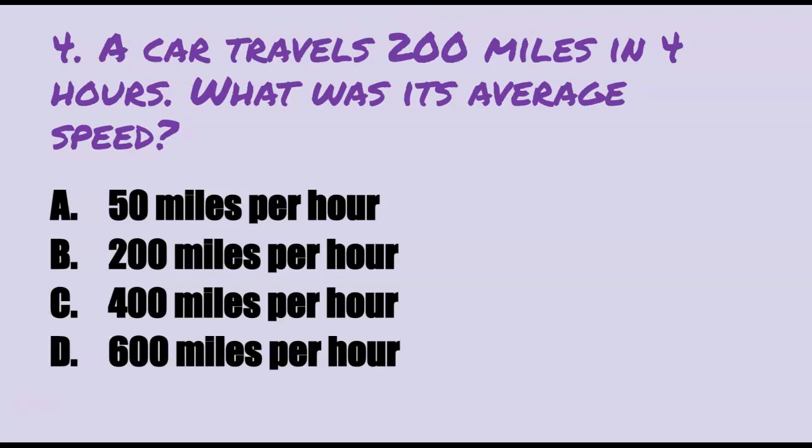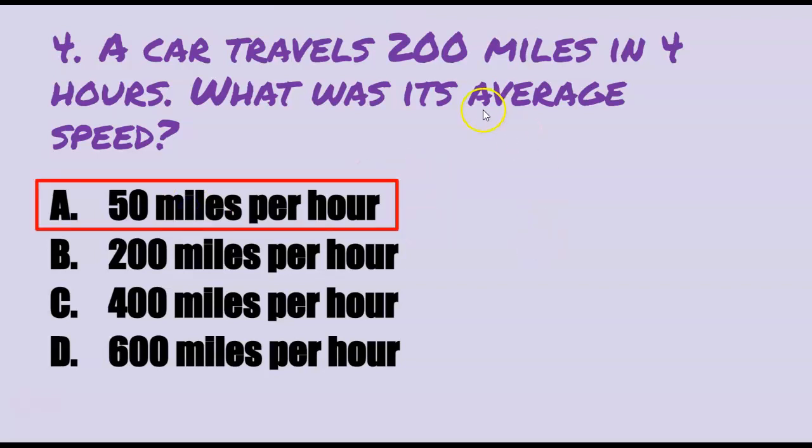So again, you're going to use the speed triangle where S equals D over T. Your distance in this case is 200 miles divided by 4 hours. Is it going to be 50 miles per hour, 200 miles per hour, 400 miles per hour, or 600 miles per hour? The answer is going to be A, 50 miles per hour, because 200 divided by 4 is 50.